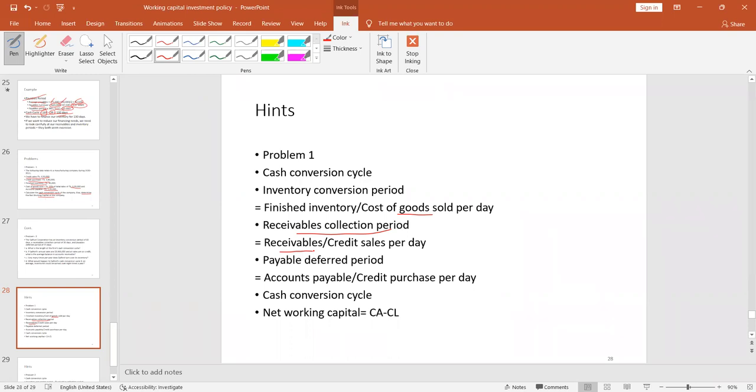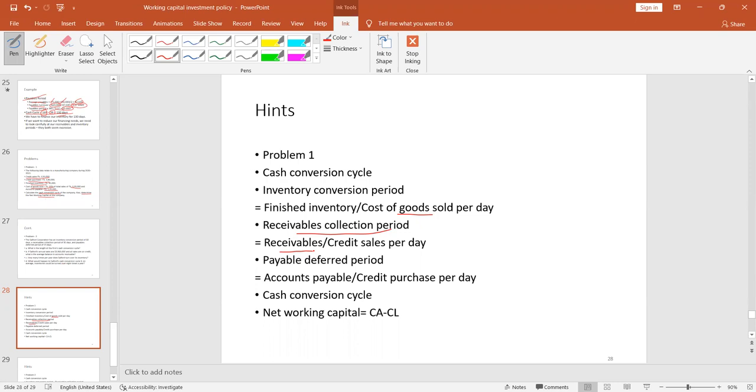360 or 365. You know, some texts follow 360 and some texts follow 365. So whichever you follow, stick to one. Don't do it once with 360 and once with 365.